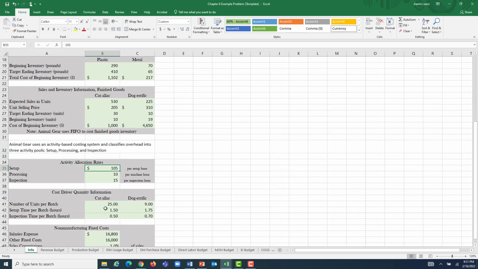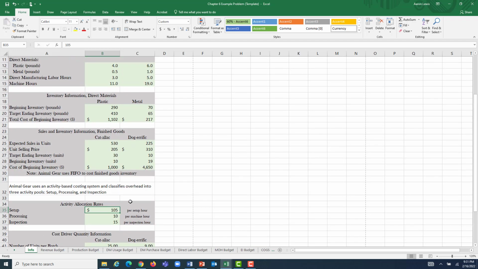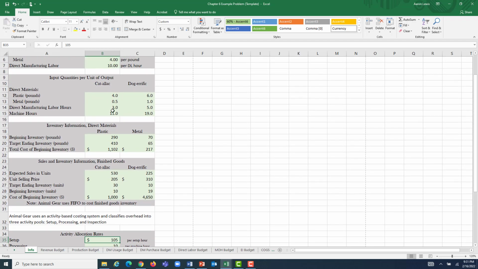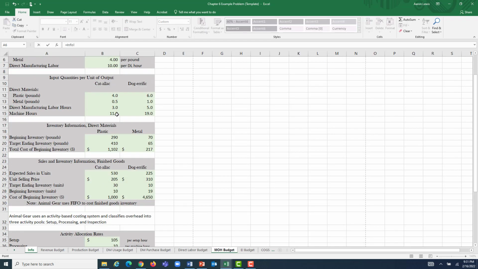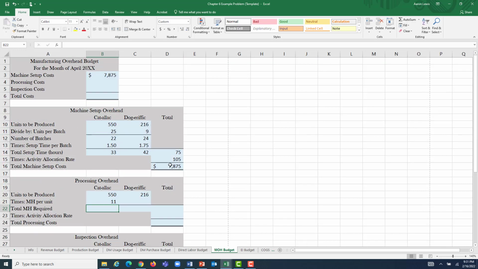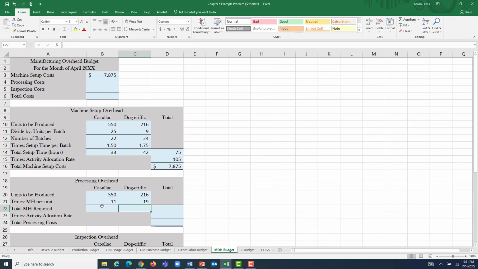Our information tells us that machining, according to this, a Cadillac, up here in input quantities per unit of output, takes 11 hours. It takes 11 hours of input of machine hours to produce one unit of output, one Cadillac. So let's bring that over to our manufacturing overhead table, the processing overhead section of the manufacturing overhead budget, I should say. And then, what about the Dogorific? How many machine hours does it take to put together a Dogorific? 19 machine hours. This must be one very fancy Dogorific or one very slow 3D printer.